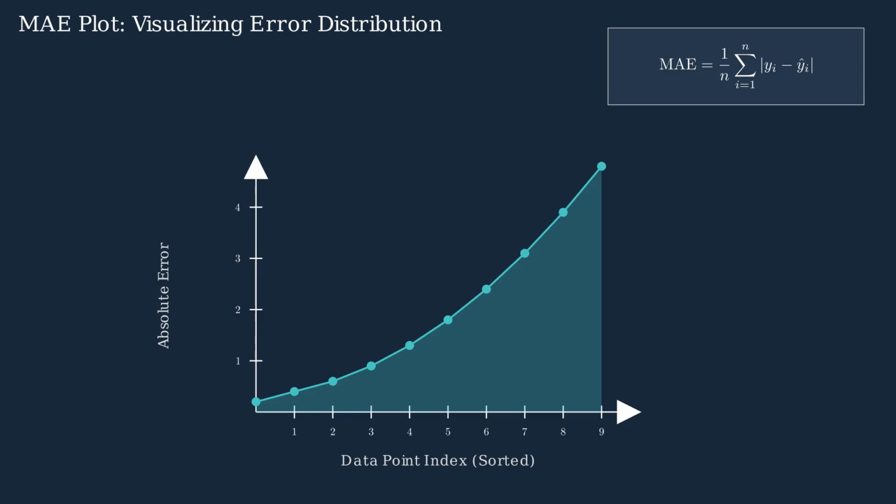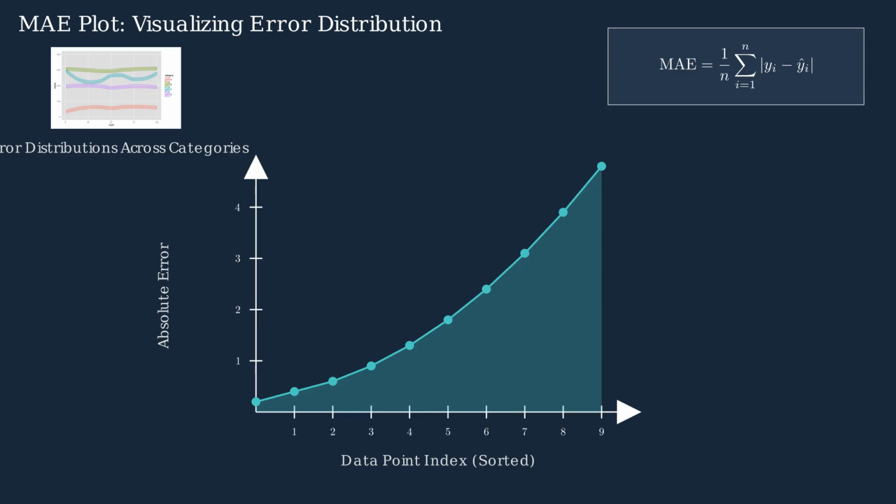The shape of this curve reveals important information about error distribution. Different error distributions may appear in various categories of data. Here we can see how errors might distribute differently across 4 categories. The MAE plot is particularly valuable for identifying outliers, detecting systematic errors, and comparing error patterns across different measurement methods.